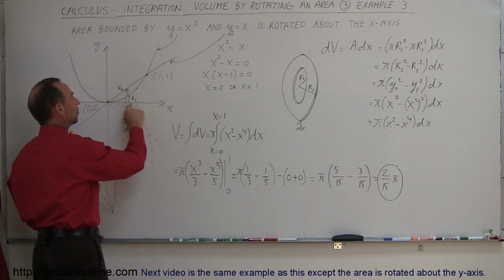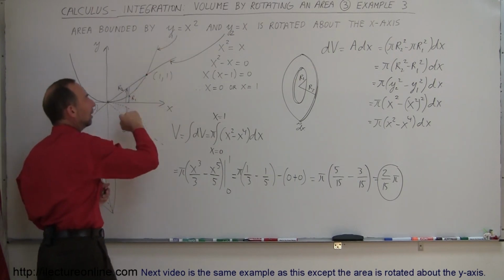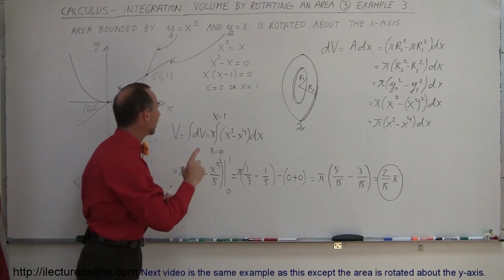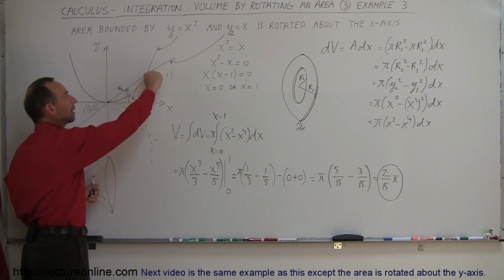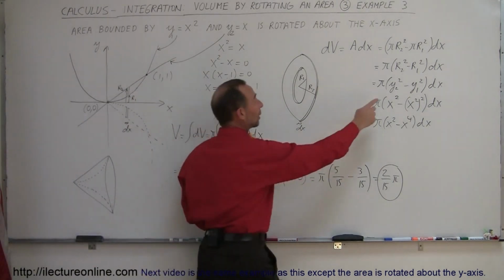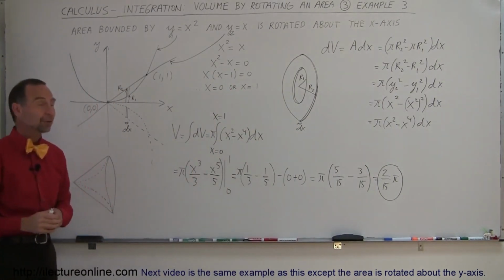The inner radius is the distance from the x-axis to the equation y equals x squared. That would be the parabola. Let's call that y1. So instead of r1, we can write y1 like that. And the outer radius is r2, which is the distance from the x-axis all the way to the straight line, which is y2 equals x. And now finally we replace the y1 and y2 by what they're equal to in terms of x, and then we integrate. And that's how we do that.